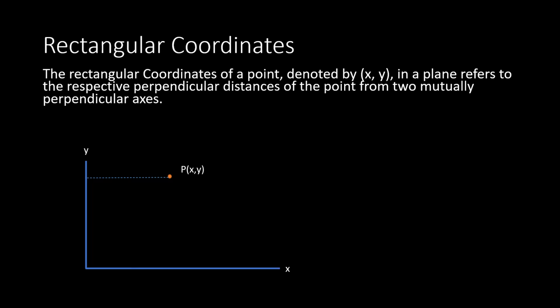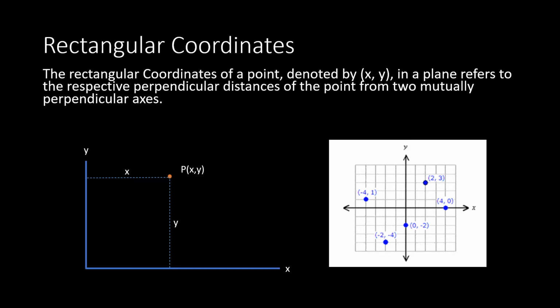X refers to the abscissa, which is the distance of P from the y-axis, and y, which is also called the ordinate, is the distance of the point P from the x-axis. So here are several points and their respective coordinates. You have the point 2, 3.